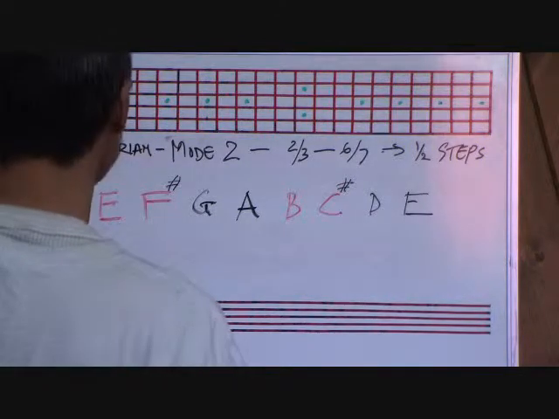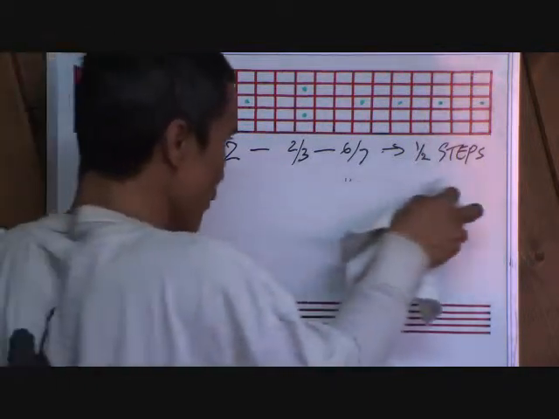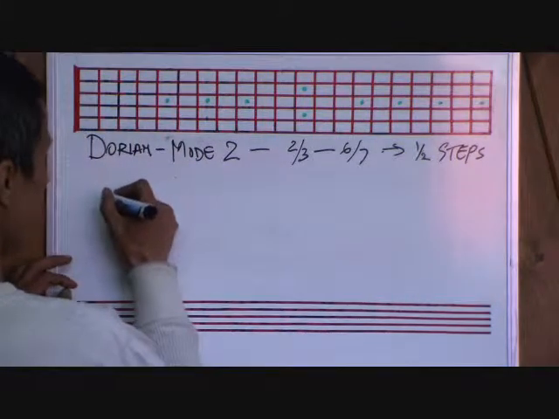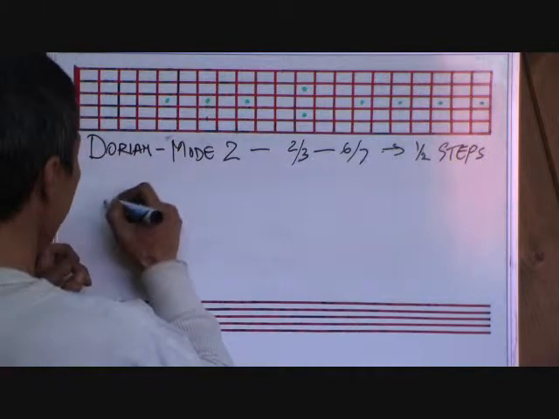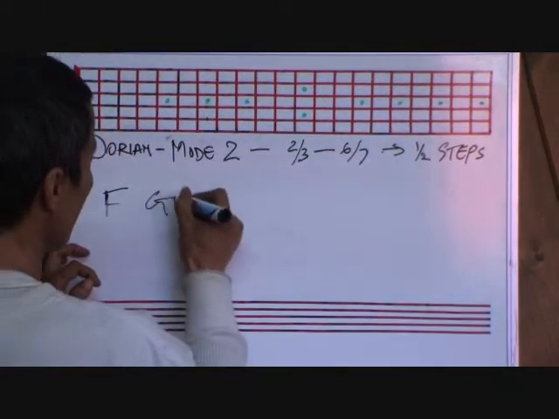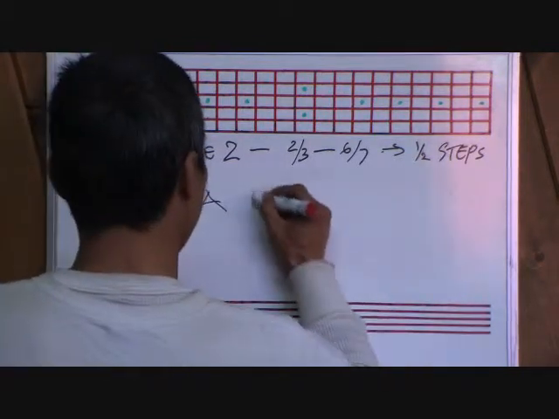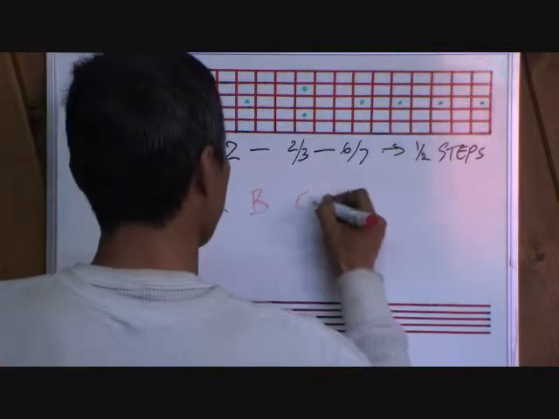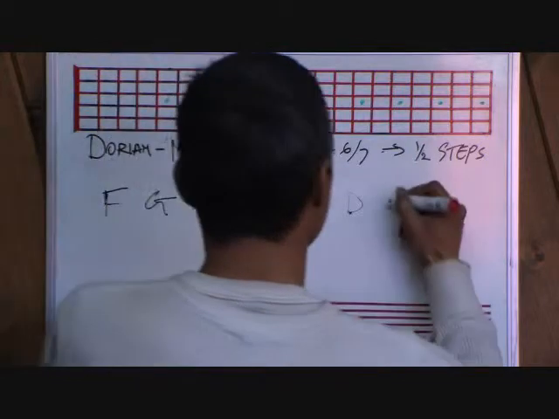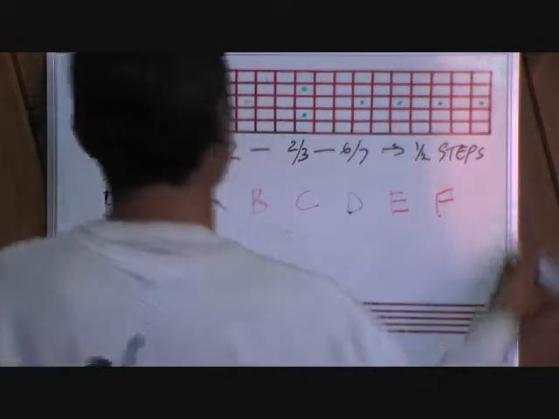Now let's go to the next one. It's F. Okay, let's create an F Dorian. Right, F as the first, G, A, B, C, D, E, F.